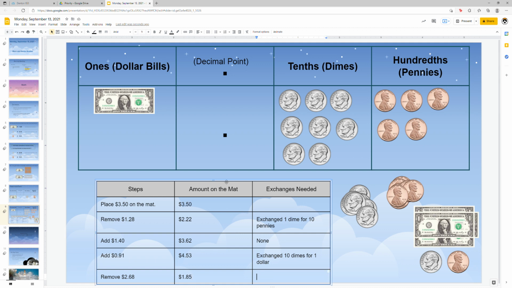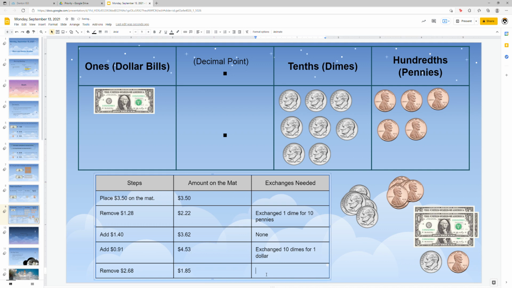Now, what exchanges did I have to make here? Had to make more than one, right? I exchanged dollars for dimes and a dime for pennies.